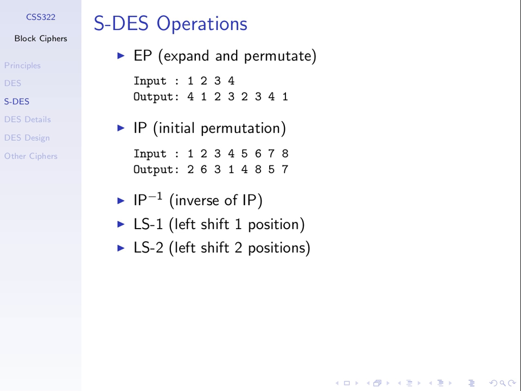Bit 6 moved to the second position. Therefore, the second bit needs to move to the 6th position. Here, 2 moves to 6. 7 becomes 8. Therefore, the 8th bit moves to the 7th bit. And we have 1 remaining. That's the definition of the inverse IP.